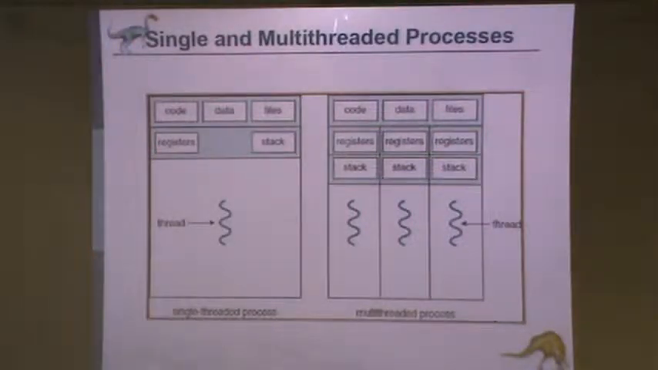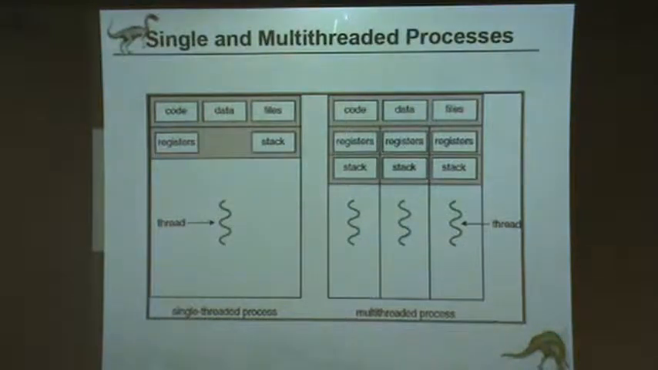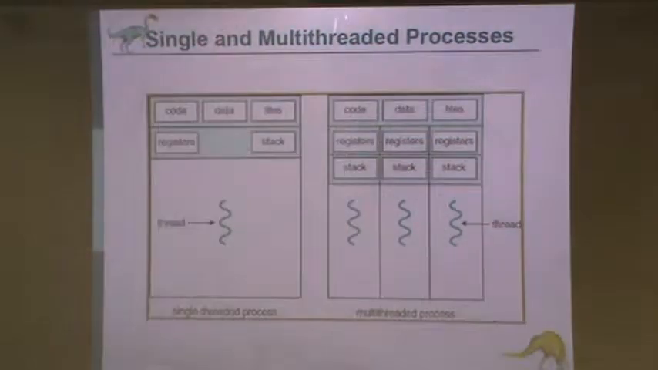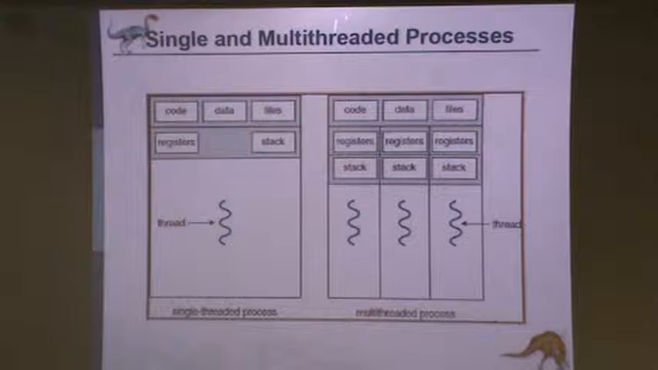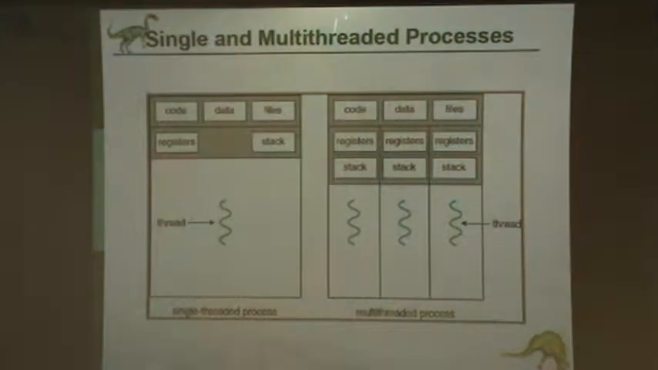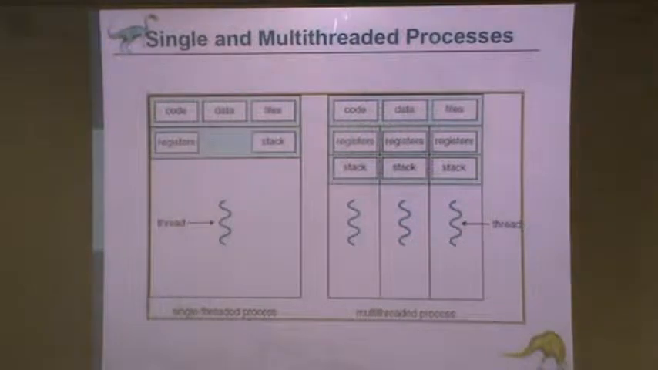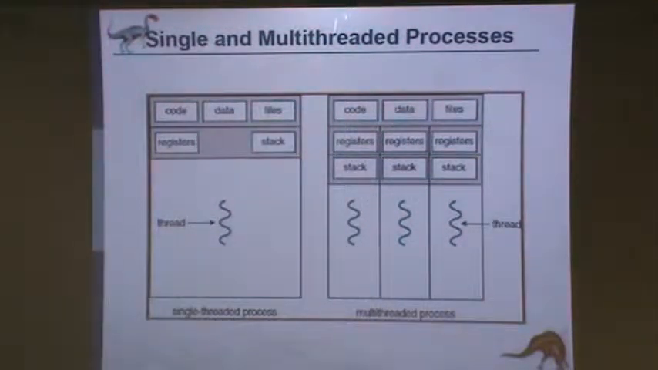We'll see this on the left side is a single-thread process because it has one thread. The right side is a multi-threaded process. You can see these three threads share the same code, data, and files, but they have their own stack and their registers.